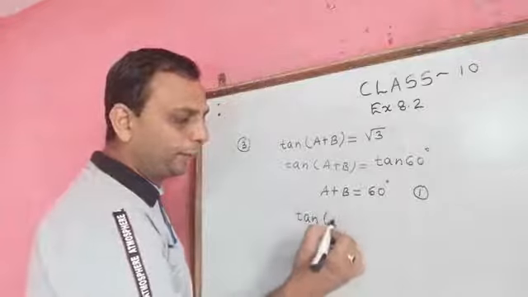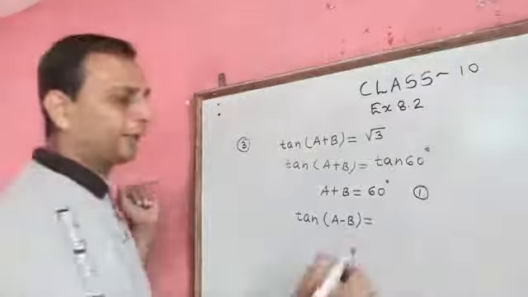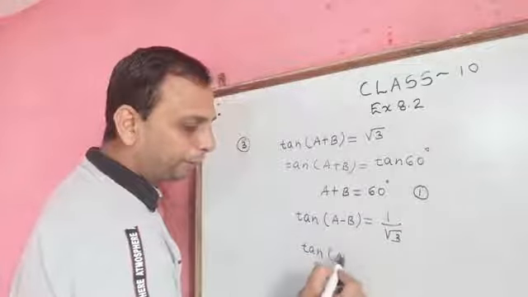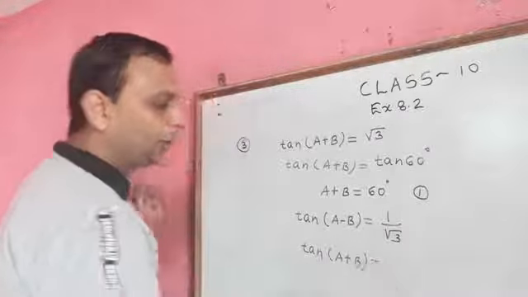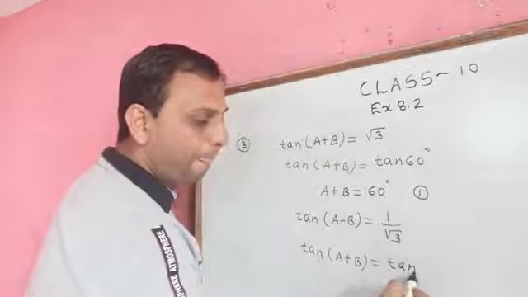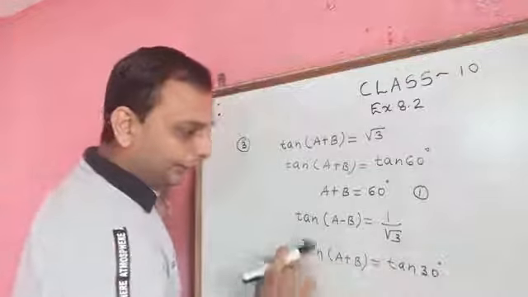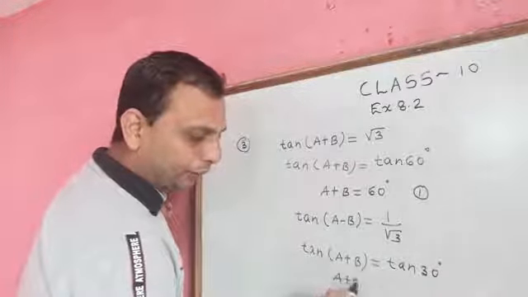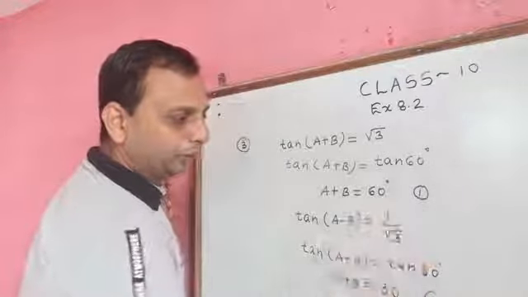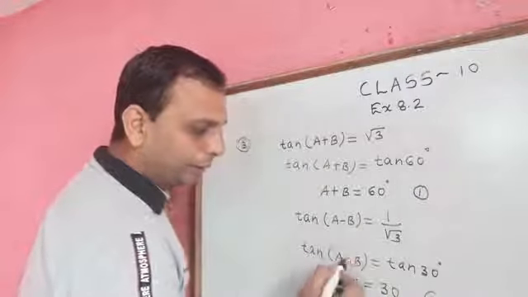Now similarly we will find the other relation. Tan of a minus b, it is mentioned in the question, equals 1 upon root 3. 1 upon root 3 is the value of tan 30 degree. Now tan and tan will cancel, so a minus b is equal to 30 degree. Now we have a plus b equal to 60 degree.